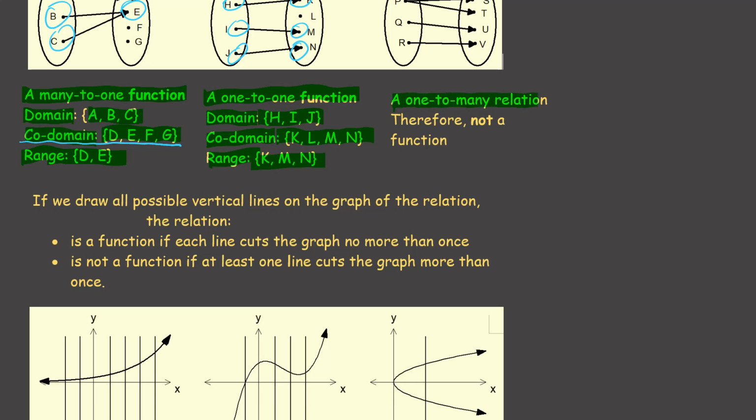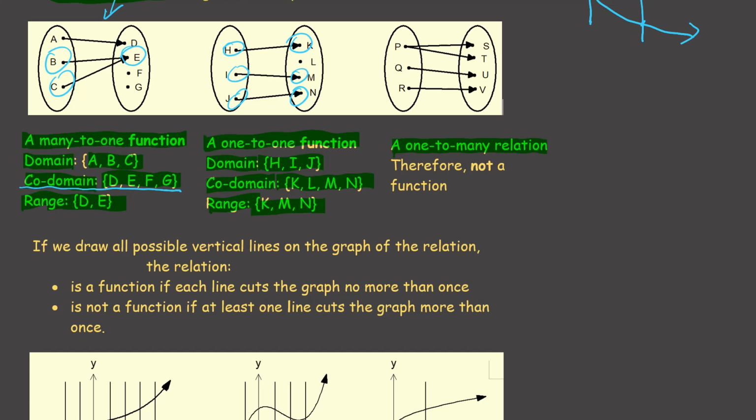This is a one-to-many relation. Therefore, it's not a function. Why is that the case? We have this one value of x here that gives us 2 values of y.